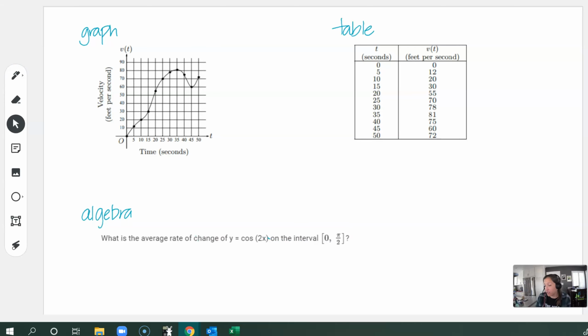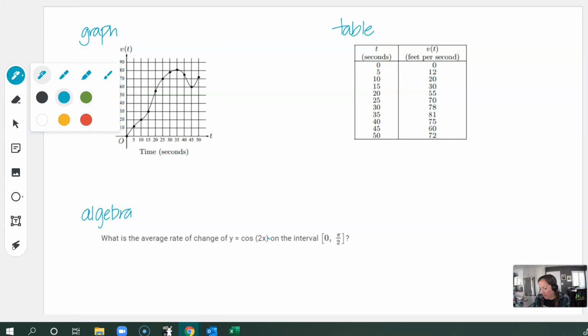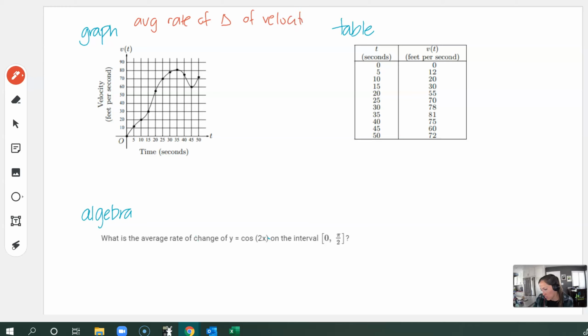Three different ways to talk about a function. So for all of these different methods, we can find this average rate of change, and it's pretty similar how we do so. So let's say for the graph that we wanted to find the average rate of change of the velocity, and let's choose between two values we can actually see on this graph. Let's say we wanted to go, looks like 45 is at an obvious place and so is 15. So we could say between 15 and 45 seconds.